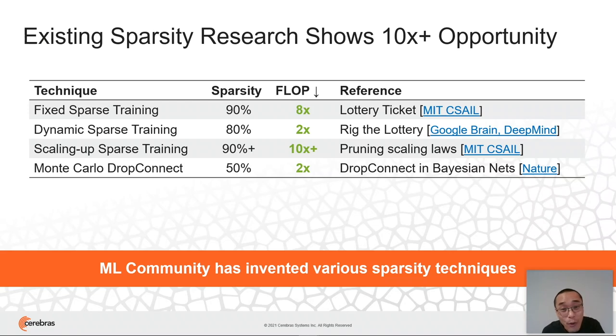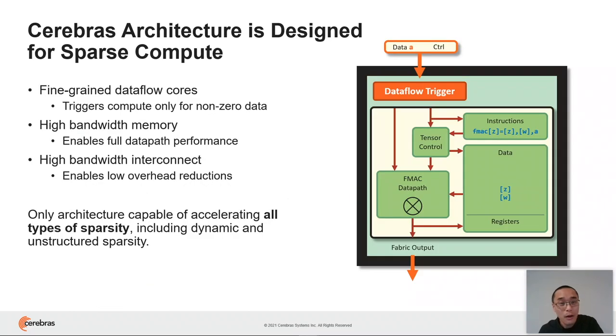But until now, there's no hardware that can take advantage of these forms of sparsity. GPUs and similar architectures are all dense matrix engines. But the Cerebras architecture was designed for sparse compute from the ground up. The cores use hardware data flow scheduling to trigger computations only for non-zero data. And our massive memory and interconnect bandwidth enable us to do this at full performance, not only saving power and energy, but also achieving acceleration by skipping all of the unnecessary computations.